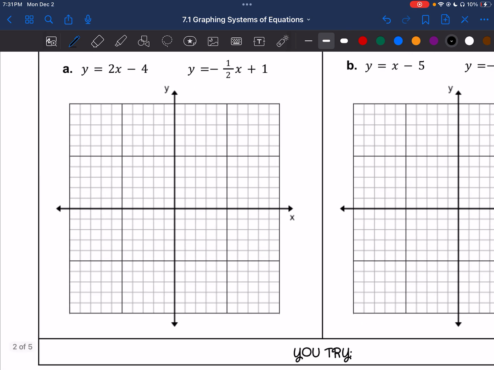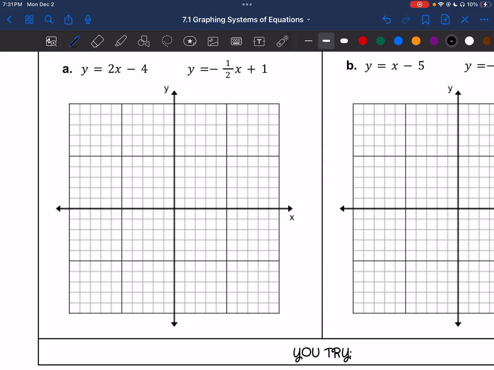All right, so let's look at letter A. Letter A has y equals 2x minus 4. So my slope is 2. My y-intercept is negative 4. So let's go ahead and graph that one right away. So we have a point at negative 4 is where I'm starting, and my slope is 2, so I'm going to go up 2 and to the right 1.